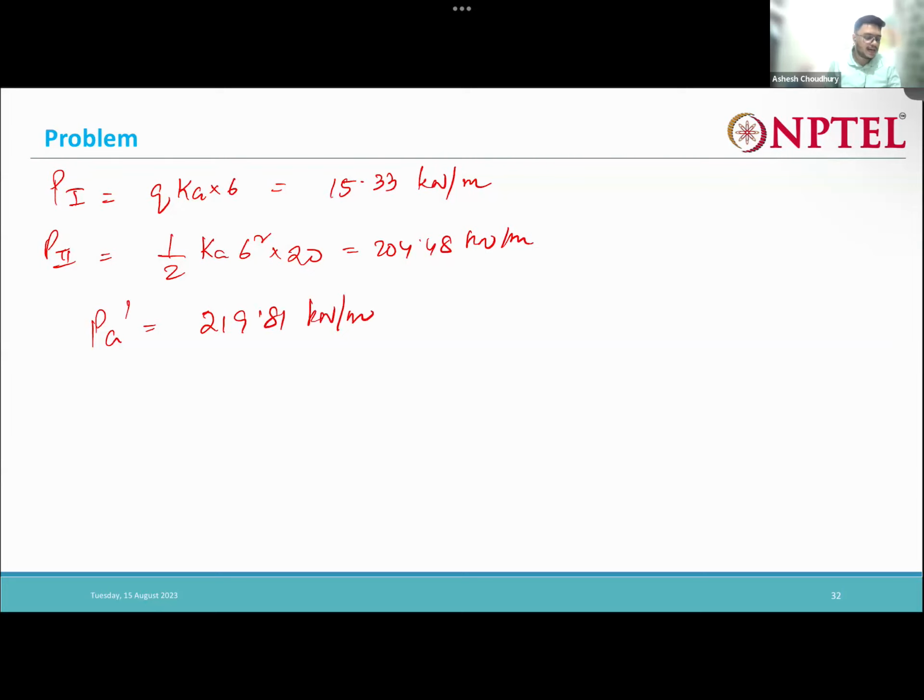Now, this PA, see, what we did was our wall is like this, right?